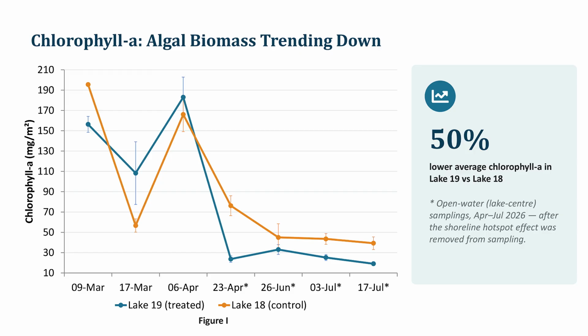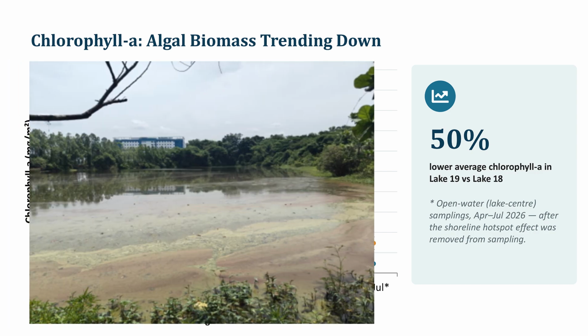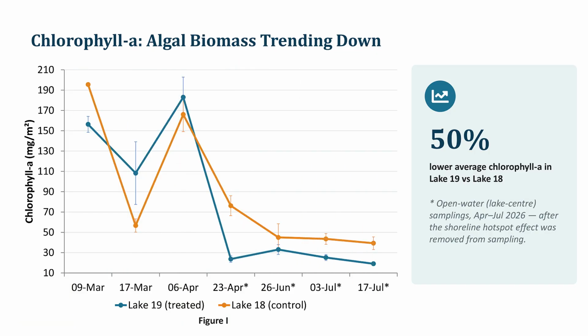Chlorophyll A, our indicator of algal biomass, fluctuated in the first 3 shoreline samplings, partly because of a brownish organic layer we observed accumulating along Lake 19's shoreline early on. But once we shifted sampling to the open water from late April onward, a clear pattern emerged. Lake 19 averaged 50% lower chlorophyll A than Lake 18 across 3 separate sampling rounds through July.